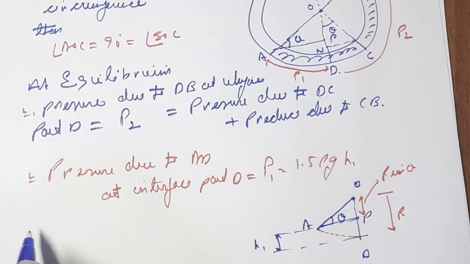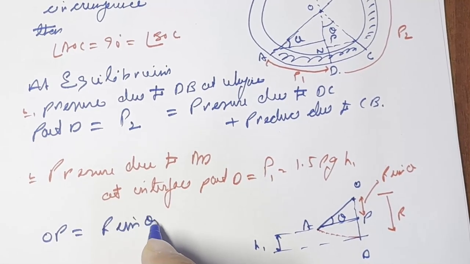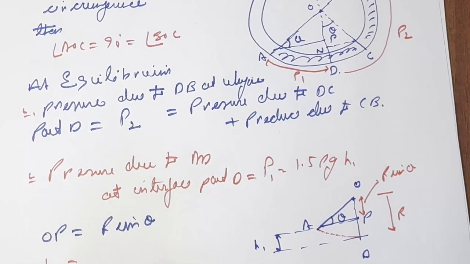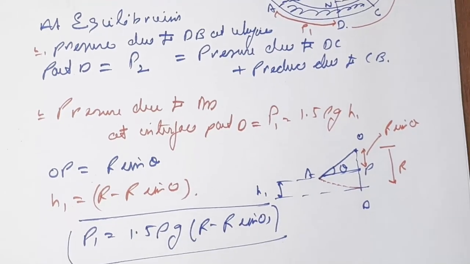So we can write that OP will be equal to R sine of theta. Therefore our H1 will be equal to R minus R sine of theta. Therefore we can write that our P1 is equal to 1.5 rho g, and this becomes R minus R sine of theta. So we got the value of P1.